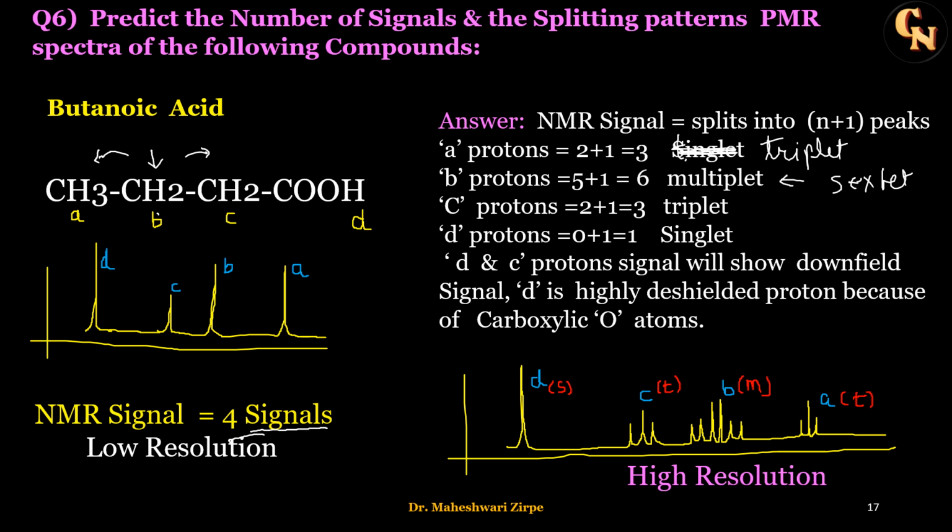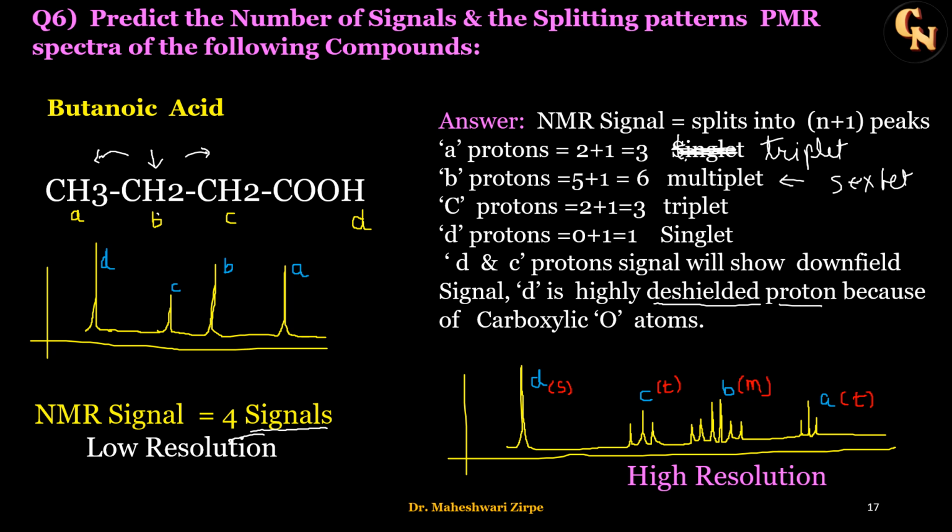Then C protons have coupling with only B protons, that is 2 protons, 2 plus 1, triplet. So the splitting will be a triplet. And the last one, the D proton, which is directly attached to the acid group, will have 0 plus 1, that is a singlet. And as you can see here, D and C proton signals will show downfield, as they are directly attached to the carboxylic acid oxygen. So they will be known as de-shielded protons.